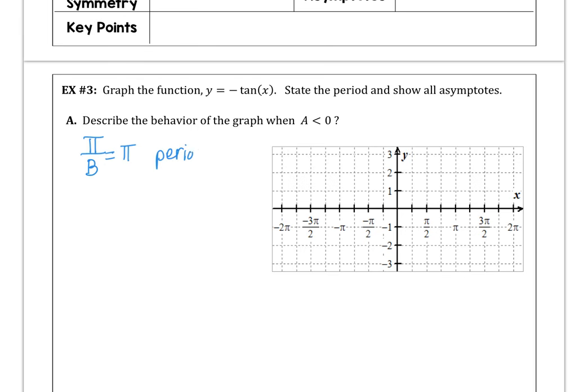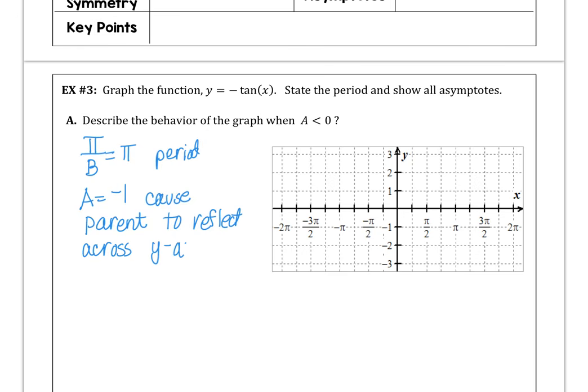So we have a period of 1. Our a is negative 1 here, and that's going to cause the parent function, our parent tangent of x, to reflect across the y-axis. So what's going to happen to our asymptotes? They're still at negative pi over 2 and positive pi over 2.